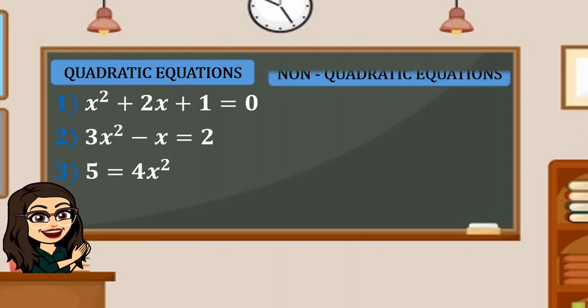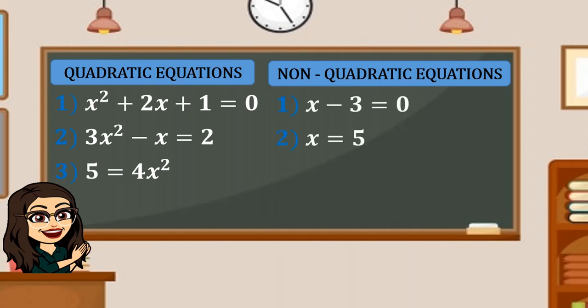Next, for non-quadratic equations, number 1, x minus 3 equals 0, number 2, x equals 5, and for number 3, x cubed plus 3x squared minus x plus 2 equals 0. The given are not quadratic equations because, as you can see, the first two examples do not have an exponent of 2, while the third example has a highest exponent of 3. So that is why they are not examples of quadratic equations.